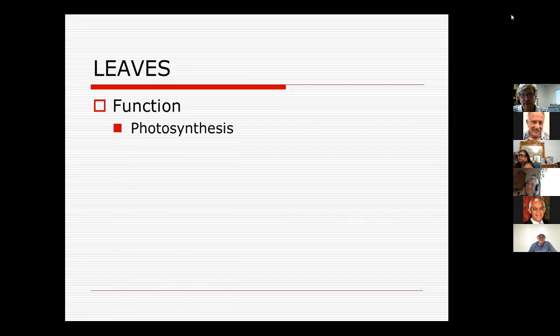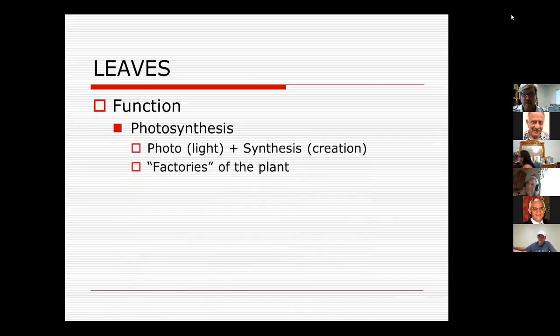So we have photosynthesis. That was the first one. And again, when we look at photosynthesis, the word photo means light, synthesis means creation. So basically what we're creating are sugars in the presence of light. That's what photosynthesis literally means. So we call the leaves the factories of the plants. That's the first function of them, photosynthesis.